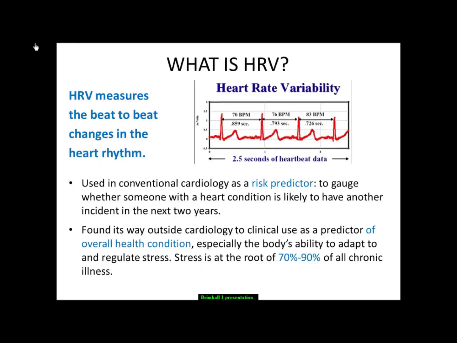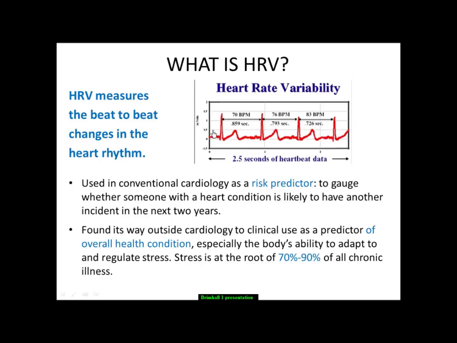Heart rate variability measures the beat-to-beat changes in the heart rhythm. If we look at the EKG that we get when we do our heart rate variability, it will show little R waves, where the heart's contracting, the systolic peaks, from one to the next. We do 300 of those. It probably takes about 3 to 5 minutes.